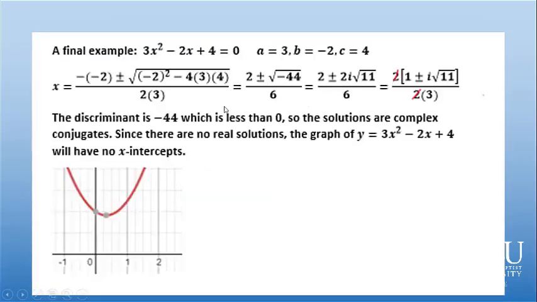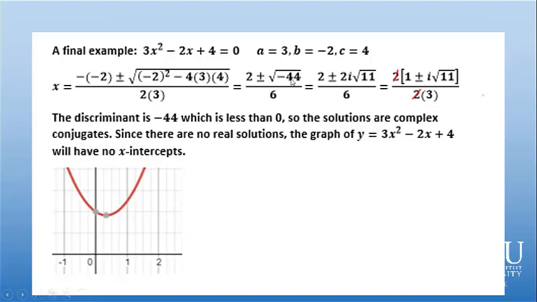Here's a final example. Take the quadratic equation 3x squared minus 2x plus 4 equals 0. Here a is 3, b is -2, c is positive 4. Using the quadratic formula, x equals minus b plus or minus the square root of b squared minus 4ac, all over 2a. When we simplify, minus minus 2 is positive 2, plus or minus, again doing the arithmetic under the square root sign, gives -44, all over 6.